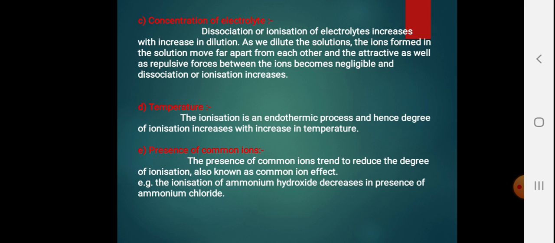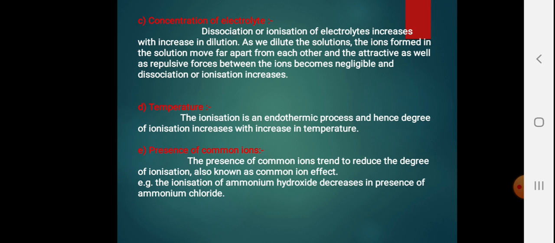Third point, concentration of electrolyte. Dissociation or ionization of an electrolyte increases with increase in dilution. As we dilute the solution, the ions formed in the solution move far apart from each other and the attractive as well as repulsive forces between the ions become negligible, and finally the dissociation or ionization increases. Then the next point, temperature. The ionization is an endothermic process and hence the degree of ionization increases with increase in temperature.